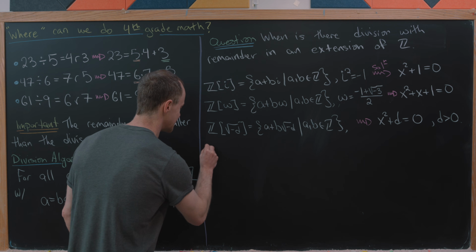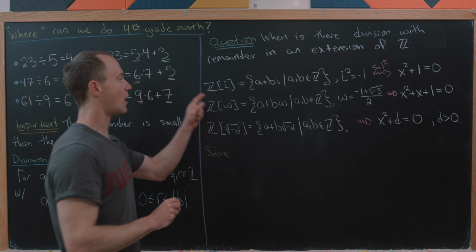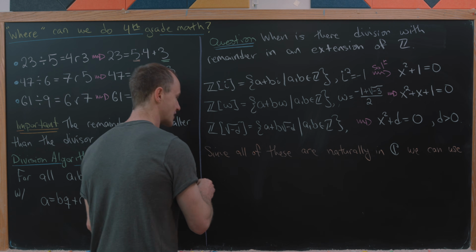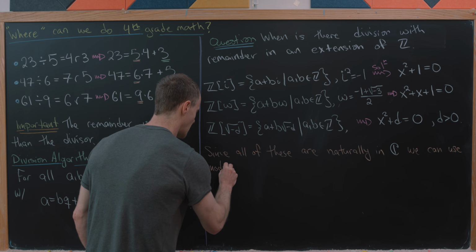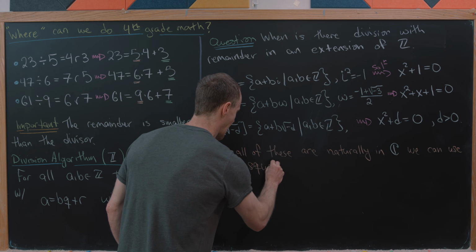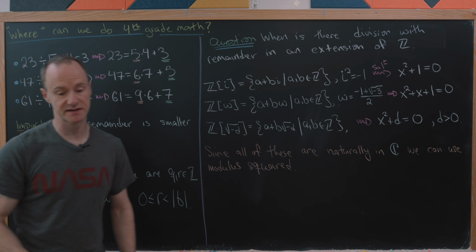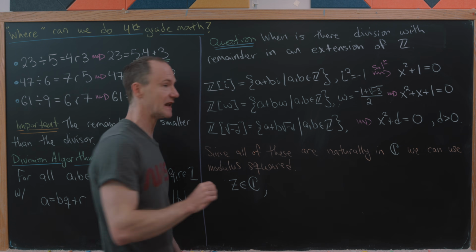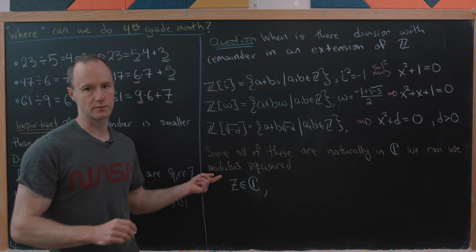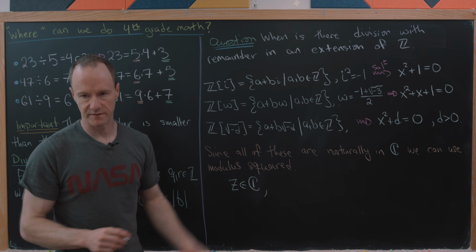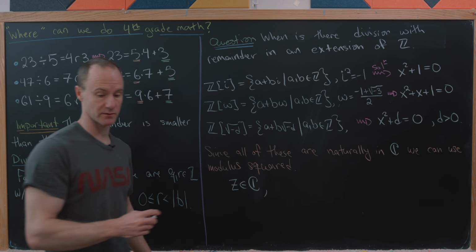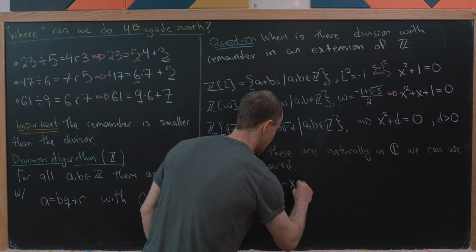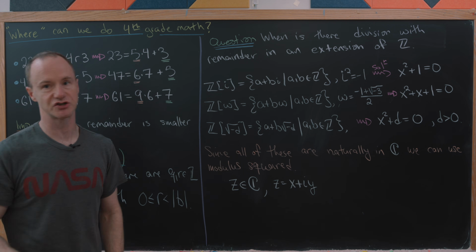Well, it turns out that it's not so hard here because all of these things live naturally in the complex numbers. And since all of these are naturally in the complex numbers, we can use the so-called modulus squared as the measurement device. And so just as a brief reminder here, let's say you take z to be any complex number. In our setting, z will come from one of these sets, but here we can do it just with any complex number. And so we might say that z is equal to x plus iy. Those are going to be the real and imaginary parts.